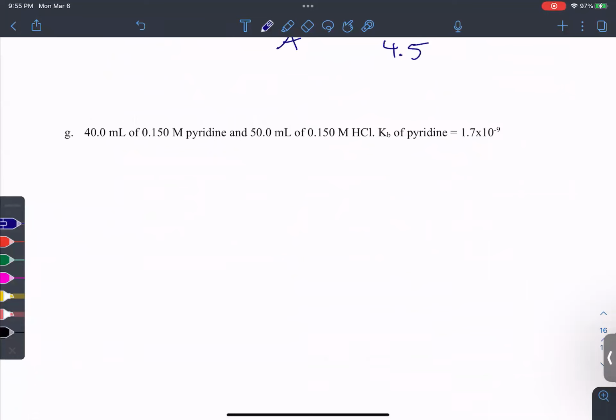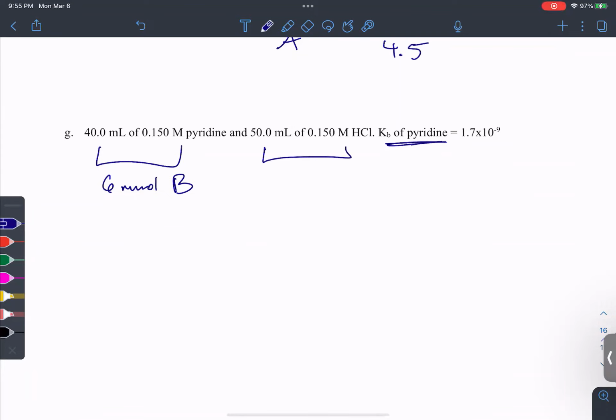All right, this one's a little tougher. So we have 40 mils of pyridine and 50 mils of HCl. So let's just get millimole amounts, so it's easier. So this is 6 millimoles of pyridine. Pyridine is what? An acid, a base. It's a base, yeah. So I'm just gonna call it B. The giveaway is I give you the Kb of pyridine. So Kb means base, so I'm gonna just call it B.